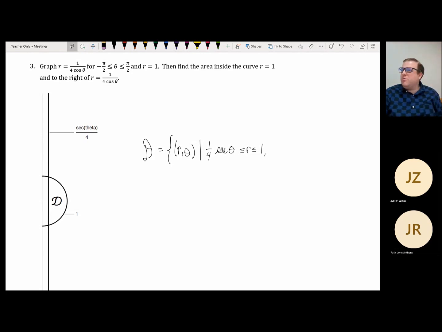Secant theta would equal 4. So the angles would be plus and minus the inverse secant of 4, or, if you prefer, plus or minus the inverse cosine of a quarter. Obviously the positive is the one up there, the negative is the one that's down below.